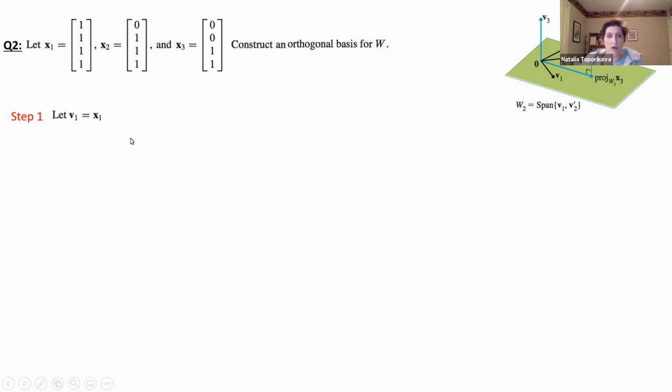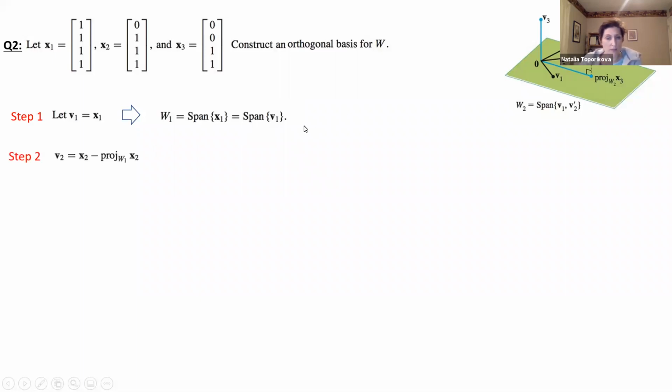Let's start from our simple favorite space. We take our vector x1 and proclaim it to be the first orthogonal basis vector v1. So basically what we're doing here, we are creating a one-dimensional space W1, which is spanned by the vector x1, or since we just changed the notation, it is also spanned by the vector v1.